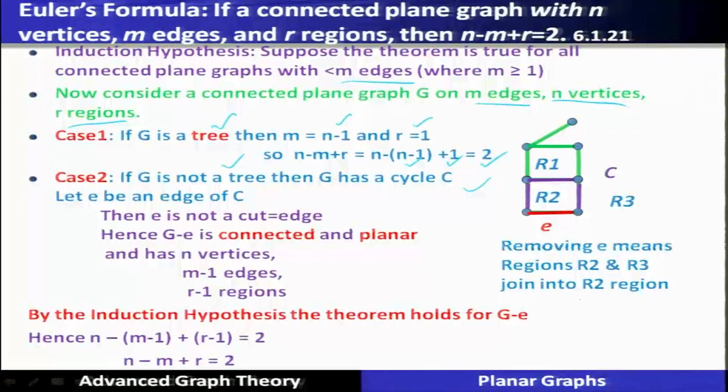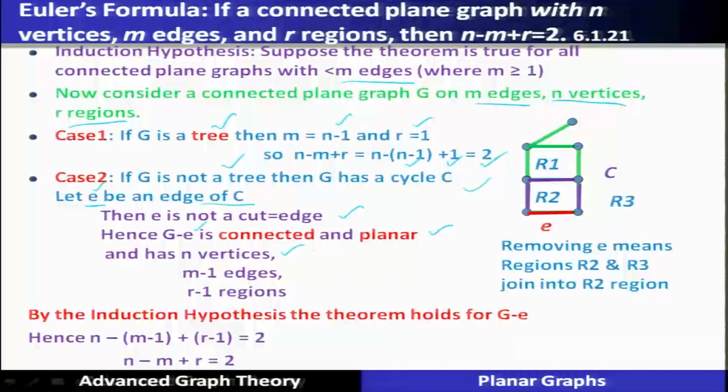Let us consider the cycle C, and on a particular cycle C there is an edge which is called E. Now, this edge E is not a cut edge. Why? Because if an edge is on a cycle, then in the previous videos we have seen that it is not a cut edge. Hence, if we remove E from the cycle, then the graph will still be connected. Hence, G minus E is still connected and planar as well, which has n vertices.